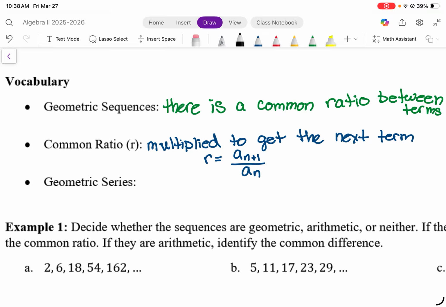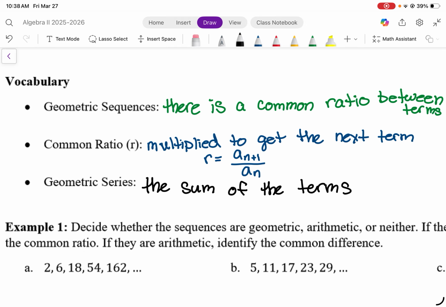Then we have our geometric series, and again, series is when you are finding the sum of the terms. And there's going to be finite and infinite series sums that we're going to go over, but that'll be the last part of the video. All right.